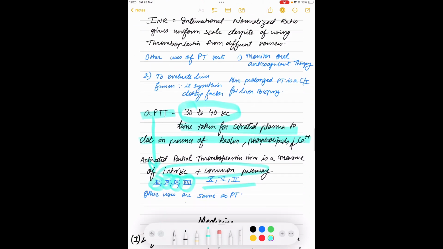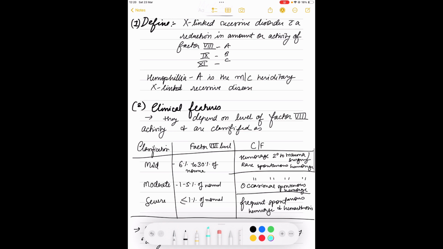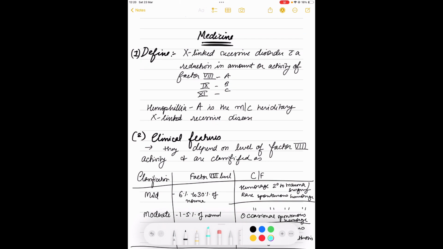So now we're going to talk about the whole medicine aspect of hemophilia. What is hemophilia? Hemophilia is an X-linked recessive disorder, which means there are higher chances of this disease being there in males because it's X-linked and recessive.